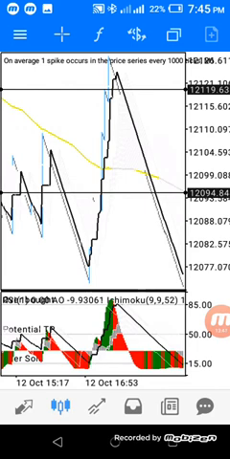Make sure you confirm your entries using the 15 minutes time frame, the 5-minute time frame. Then you take your sniper entries using the 1-minute time frame.